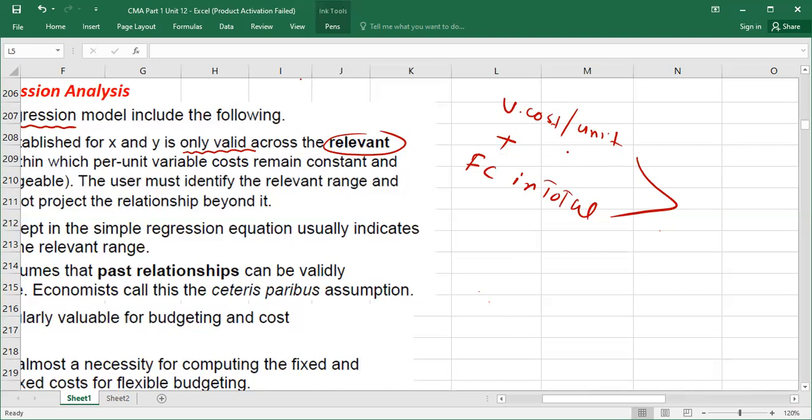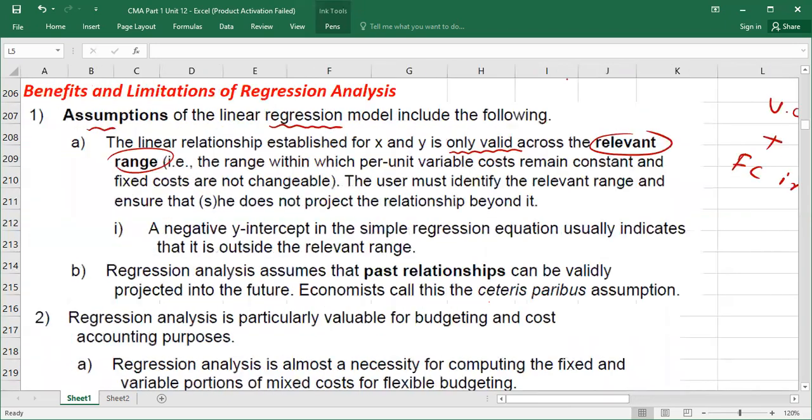And please remember also, guys, what it means here. What is the assumption here? The assumption is that this regression equation or regression model we can apply only in the short run. Only in the short run, not in the long run. It is valid across the relevant range only, not beyond the relevant range.